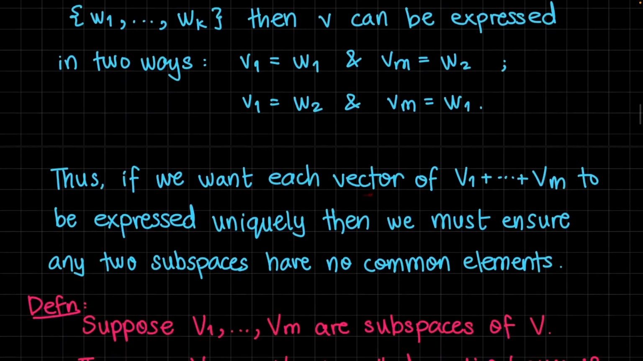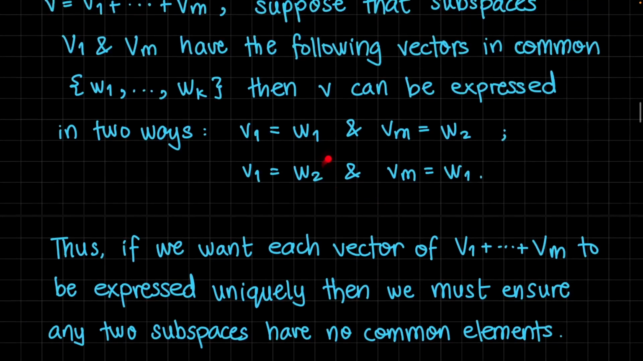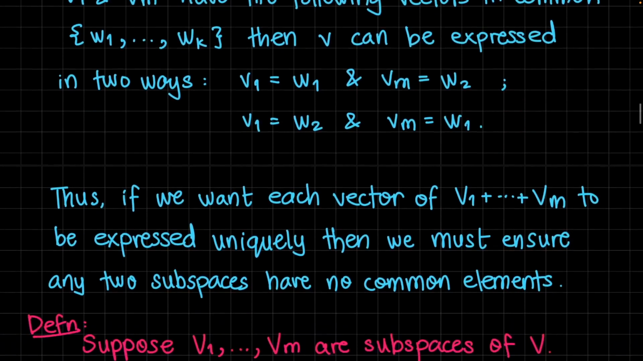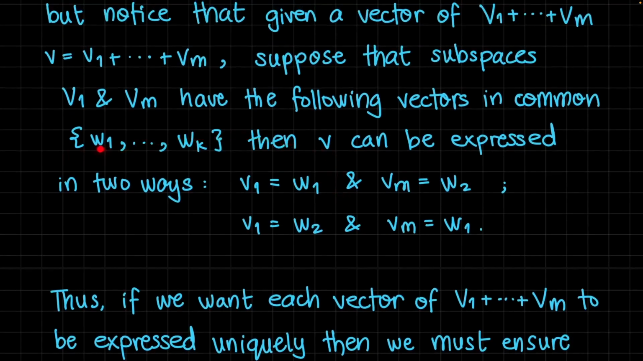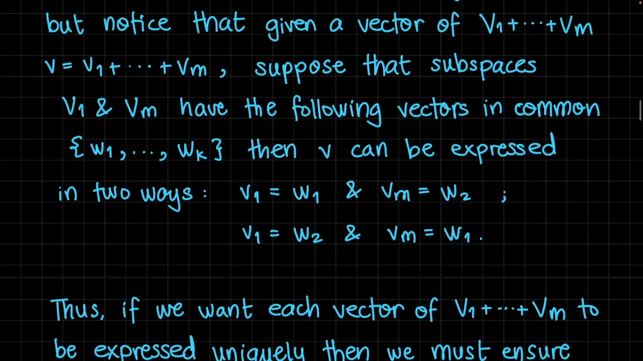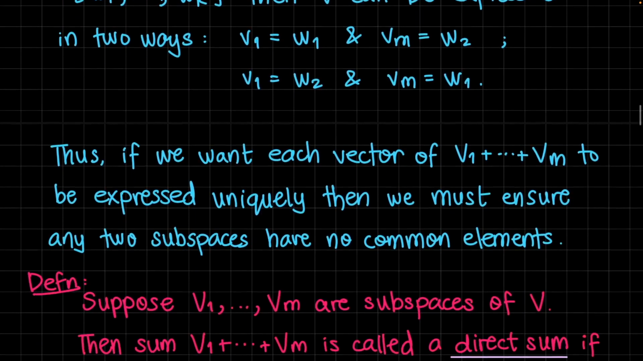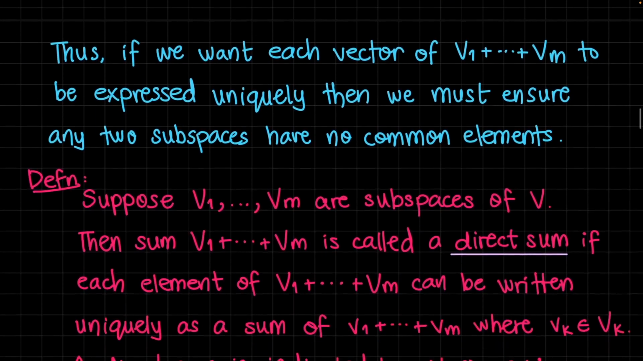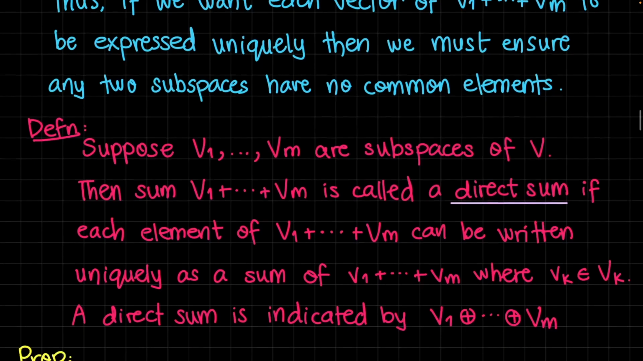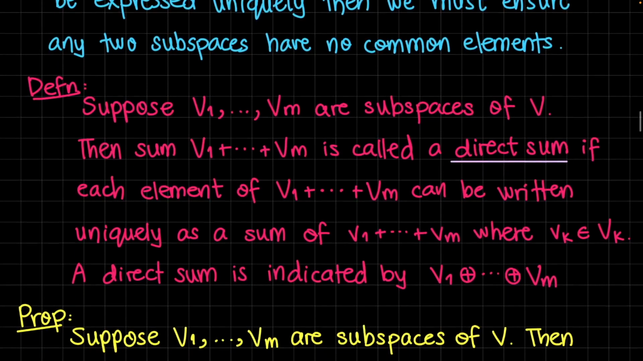If we want each vector of the subspace sum to be expressed uniquely, and not have two ways like this of expressing it, then we must ensure any two subspaces have no common elements. That means we shouldn't be able to have a set of common vectors between any two component subspaces, like in this case V1 and Vm. Again, this is an intuitive way of looking at why we can't have a unique decomposition for any element in the subspace sum. Let's make it more rigorous.